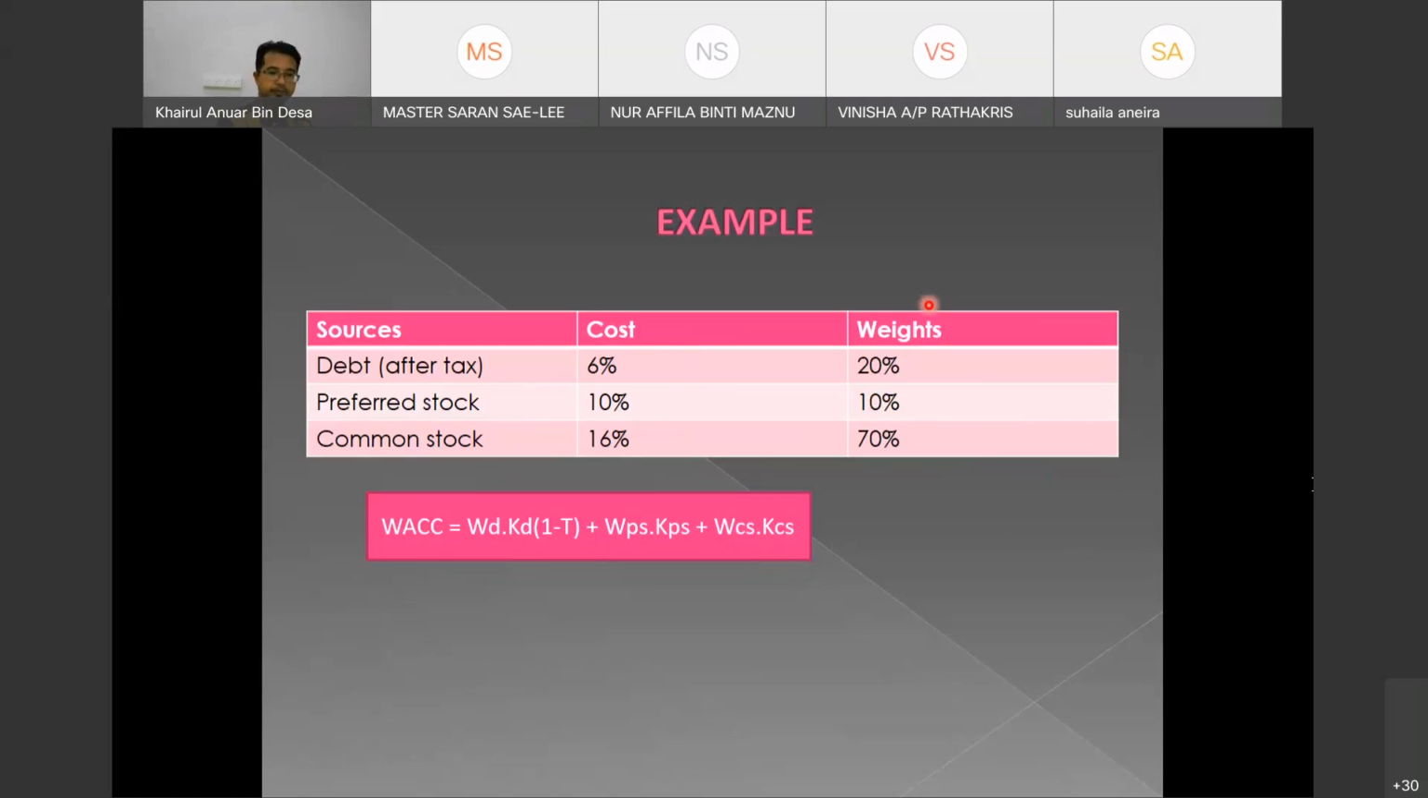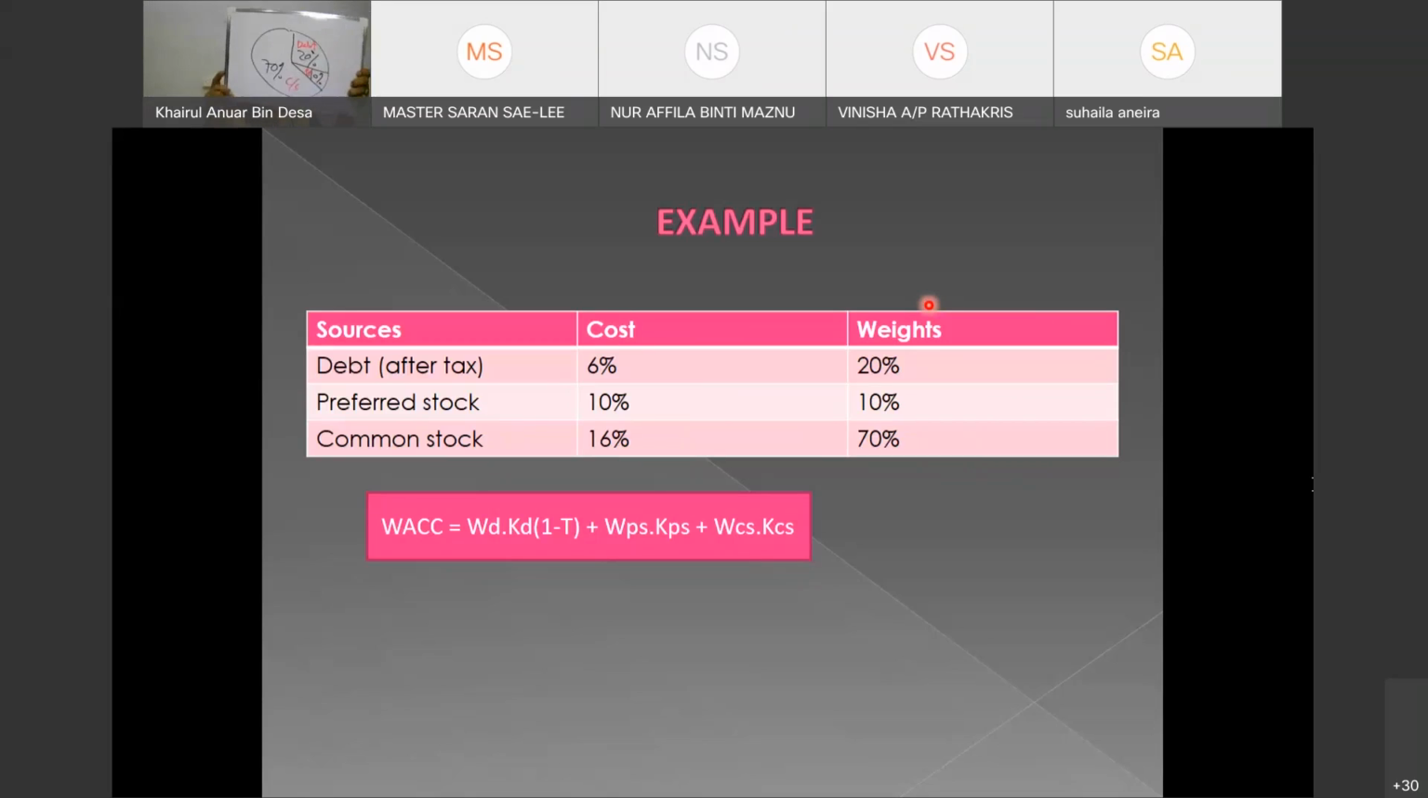70%, 10%, and 20%. Okay. Kalau kita lukis dalam capital structure mix, dia akan jadi macam ni. Boleh nampak kan saya punya ni? So, sini adalah common share, 10% is the preferred share, and this is debt.